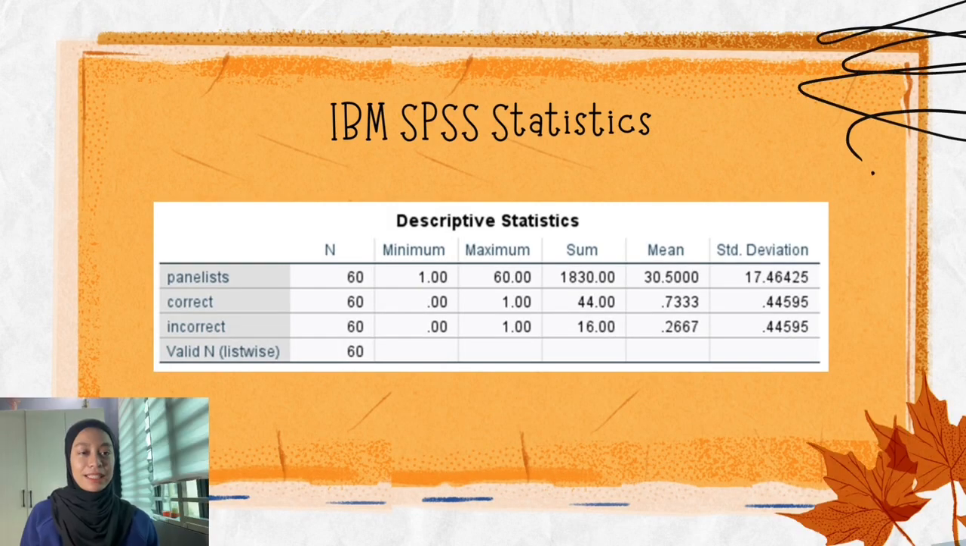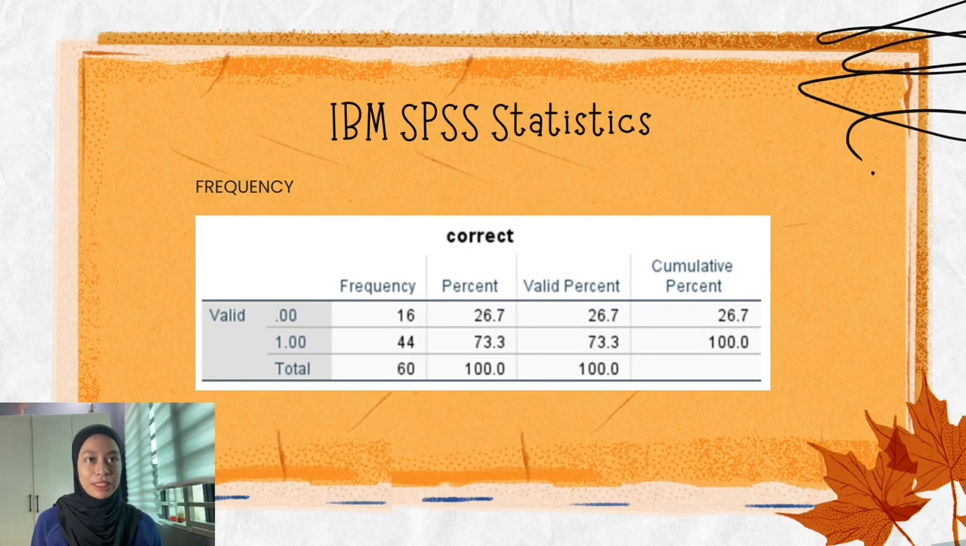Based on the data analytics collected using SPSS Statistics, N is the total panelists, which consists of 60 panelists. The mean value for total correct is 0.7333 and for total incorrect is 0.2667. The total sum for total correct is 44 and for total incorrect is 16. The standard deviation for both total correct and incorrect is 0.44595. The frequency for total correct is 73.3% and for total incorrect is 26.7%.